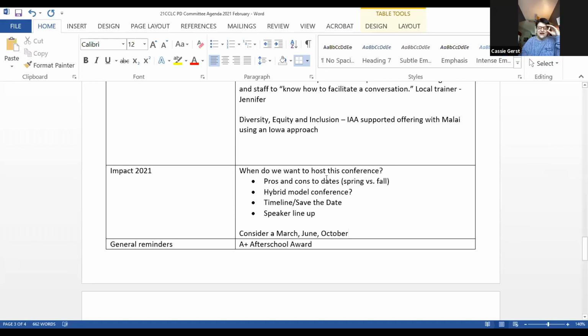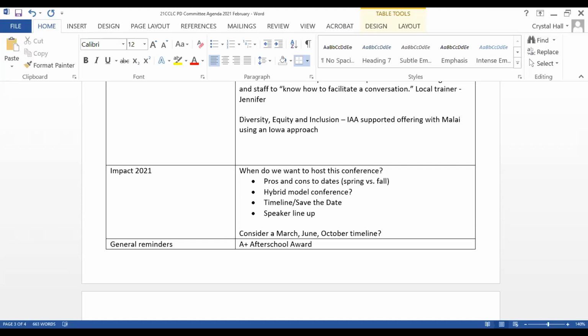So I guess first, any specific pros or cons? I listed mine, that I really like the fall for those reasons. Anybody else? Fall's good with us. I do like that option.